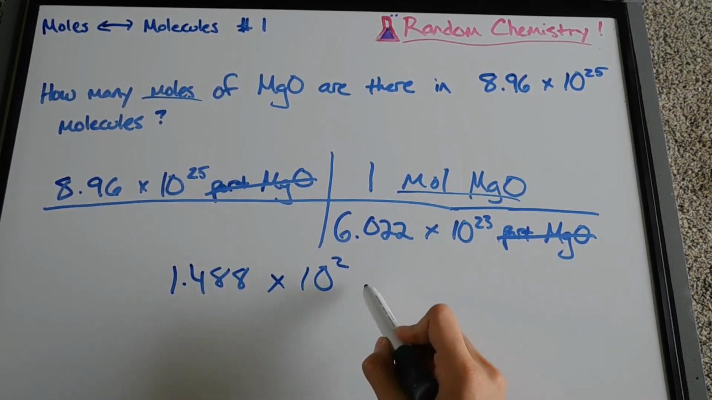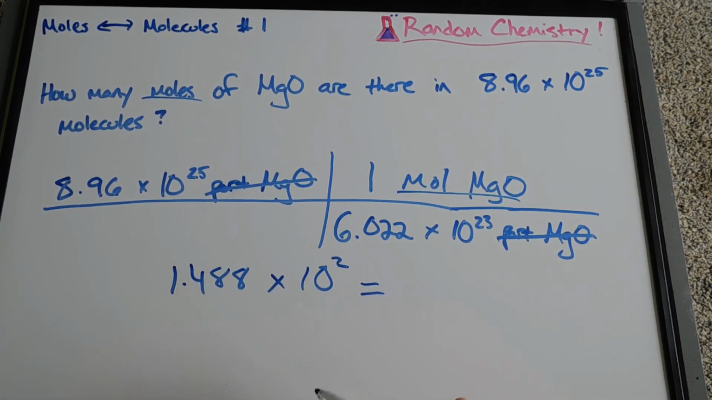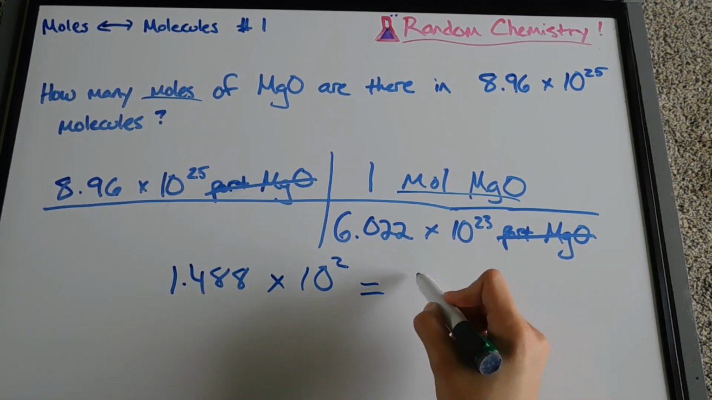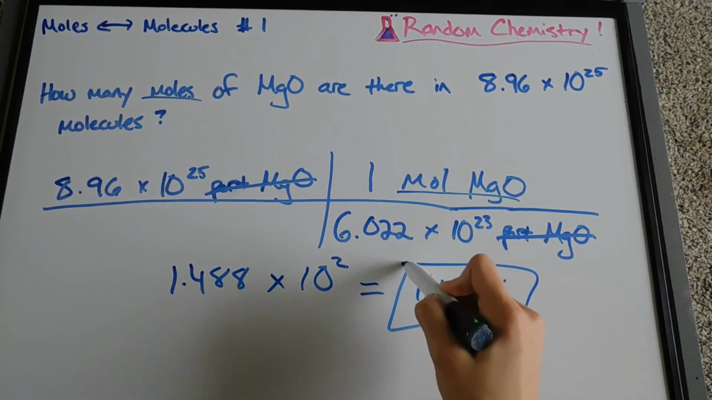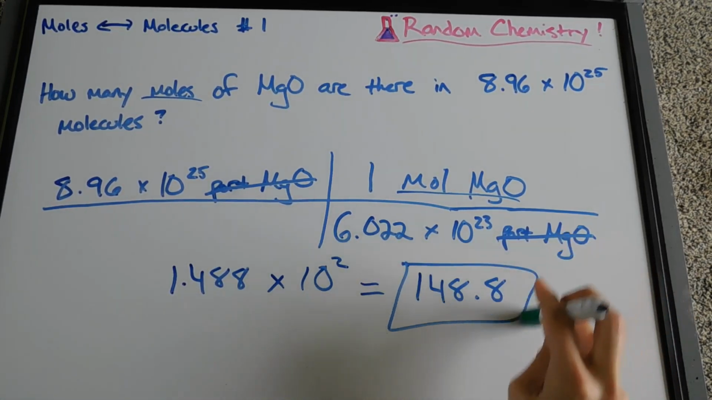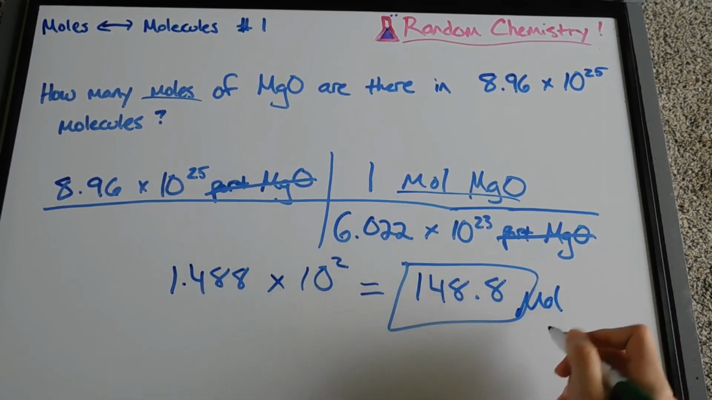So your instructor may want this in standard form, not in scientific form. So to do this, you would just move your decimal point 2 places. So it would be 148.8 is the answer. 148.8 moles of MgO.